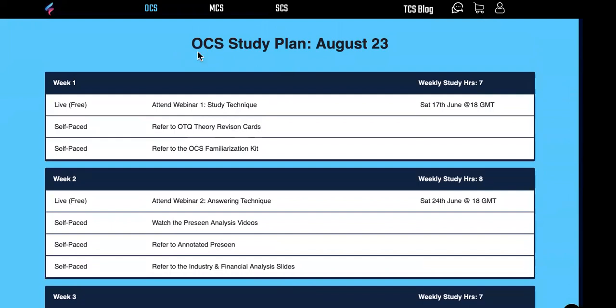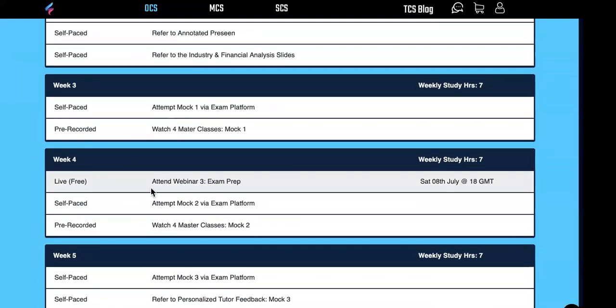And let me remind you about the study plan, which can be found within the website itself. According to the study plan, we are in week number 4. You are supposed to attend the 3rd webinar, exam prep, which we have already done so far. And within this week, you are supposed to attempt mock number 2. So if you're yet to attempt any mocks, it's high time you do it, because you have only 4 weeks until your exam. So it's time to get serious.